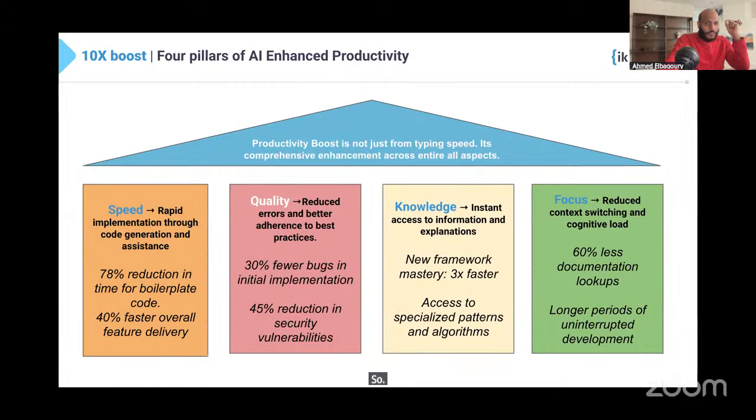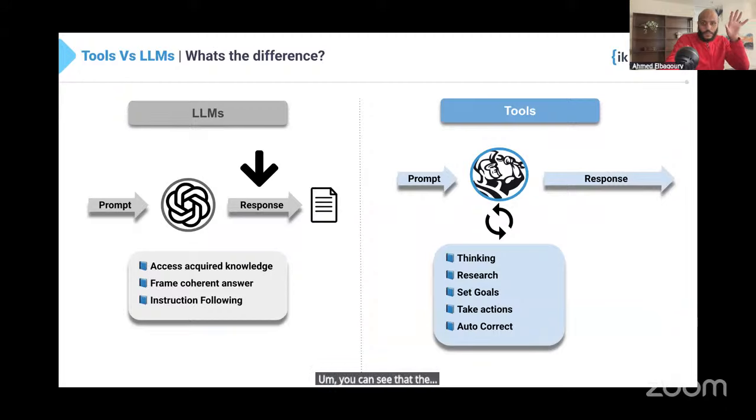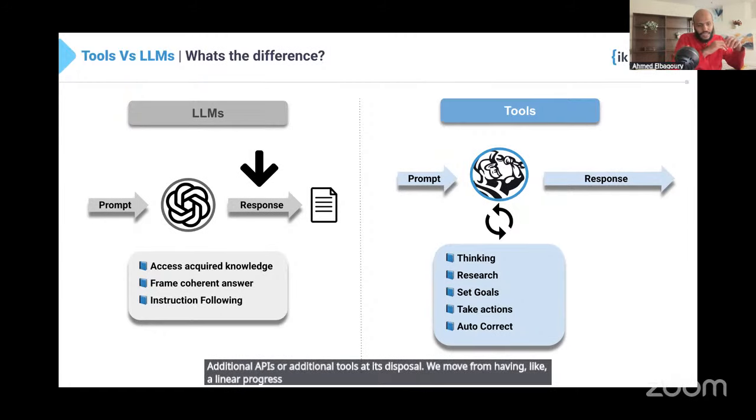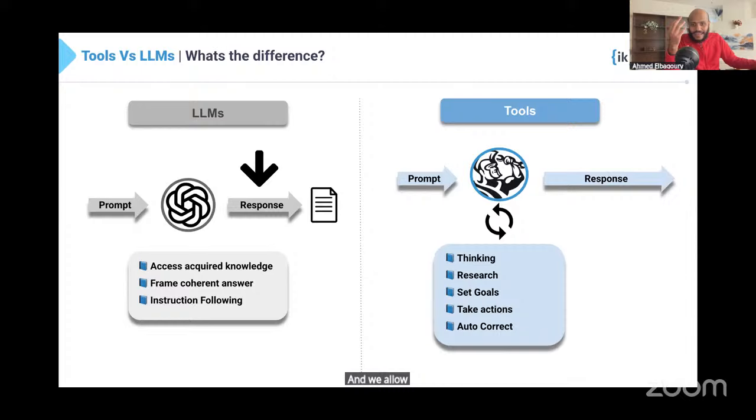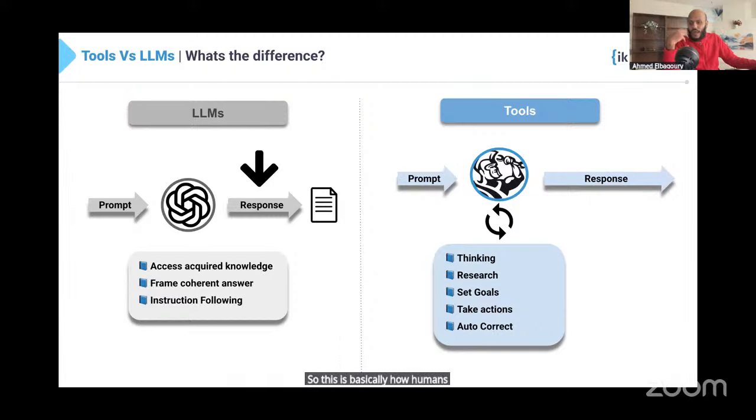So on almost all of these scenarios that we discussed, you can see that with LLMs coupled with tools or additional APIs at their disposal, we move from having a linear progression for a task, where you do A and then B and then C, to adding a loop of thinking or reasoning about the input that you're getting. This is how humans also address and handle complex tasks.